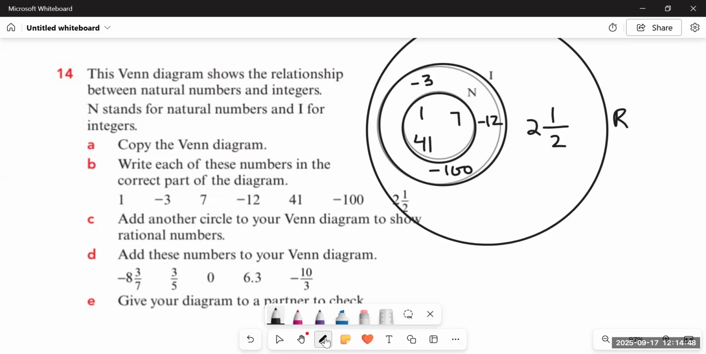Okay, minus 8 whole 3 upon 7 will come over here. It's a fraction, so it's a rational number. 3 upon 5, 3 upon 5 is again a fraction, so it will come over here.